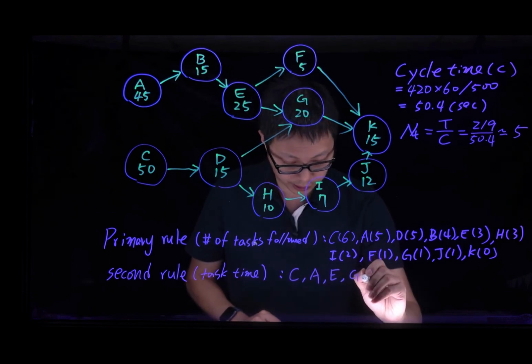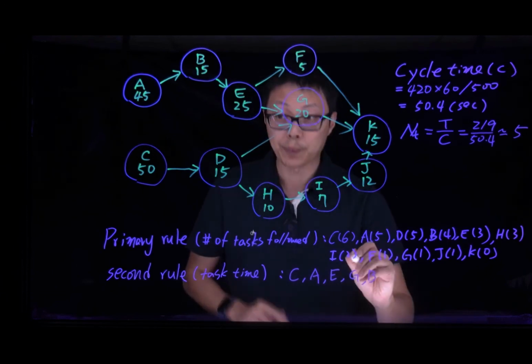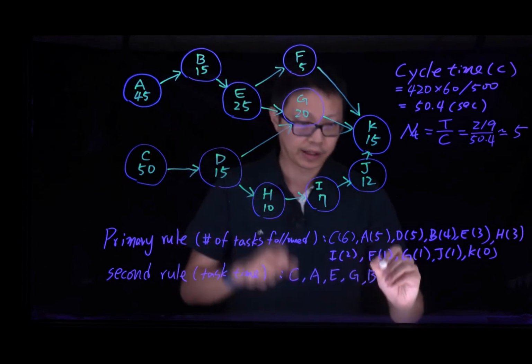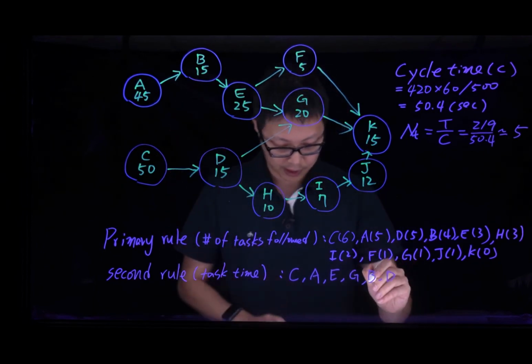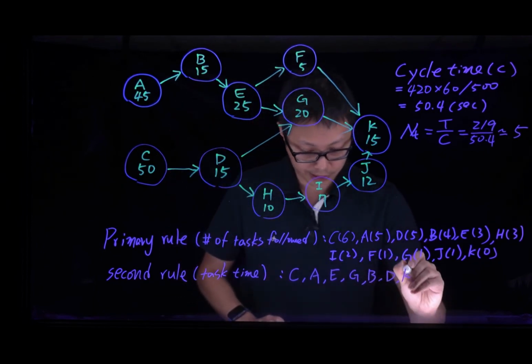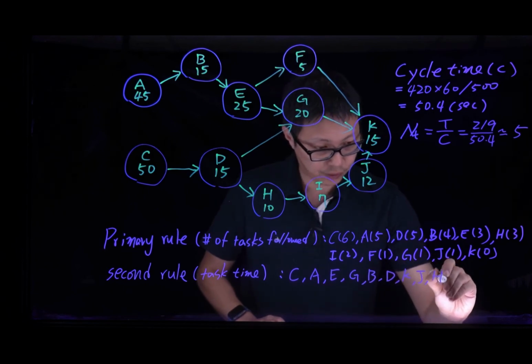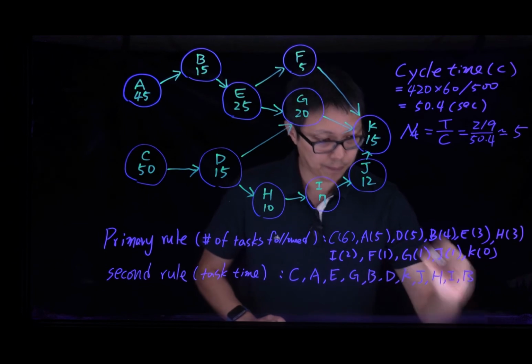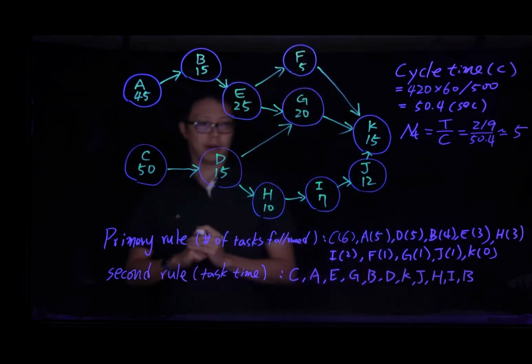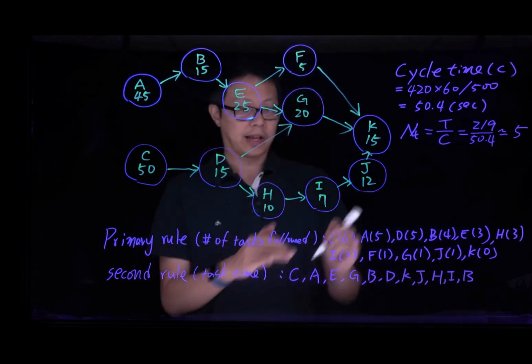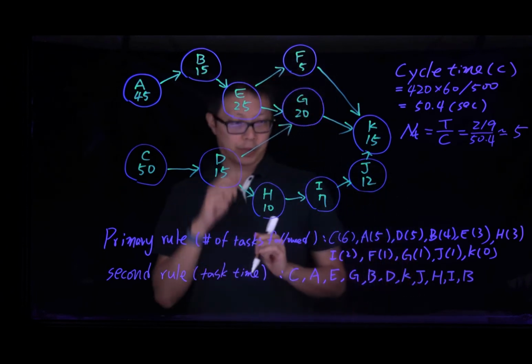And the next one is B, 15. D is also 15. And K is the next one. J, H, I, and B. Okay? So whenever we face a tie in the primary rule, we move to the secondary rule.